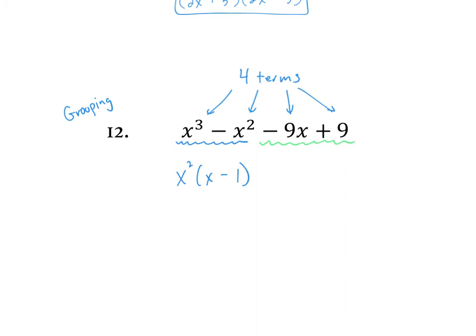Then focus on the next 2 terms and pull out the GCF. The GCF between those is 9. Because this is a minus, you'll put a minus here. Pull out that, and you get the same thing, x minus 1. So that's good that we got the same thing. You pretty much have to get the same thing, x minus 1, x minus 1.